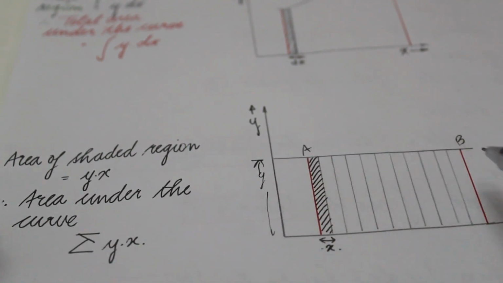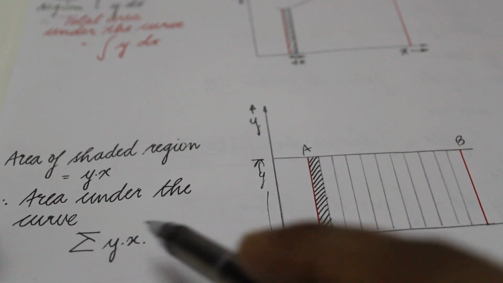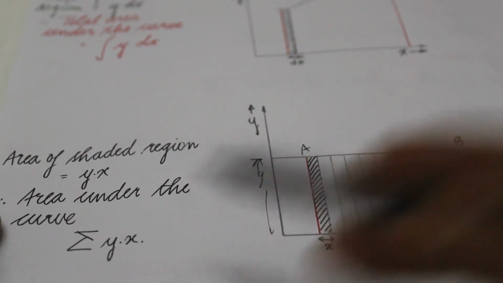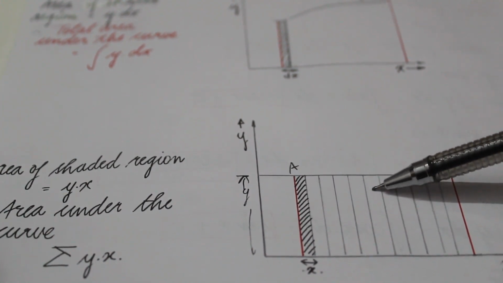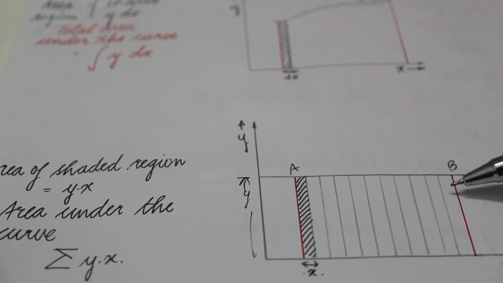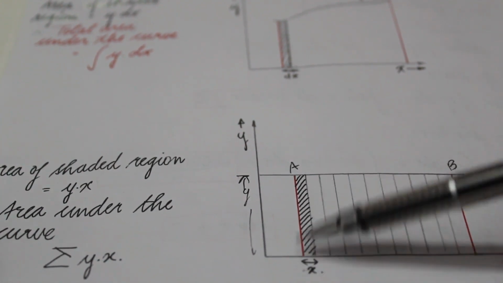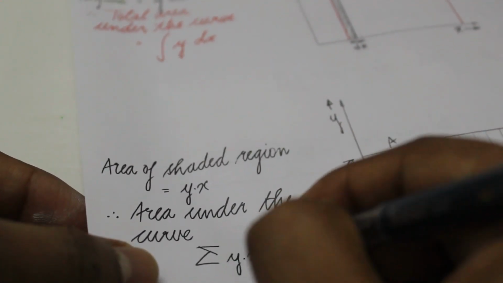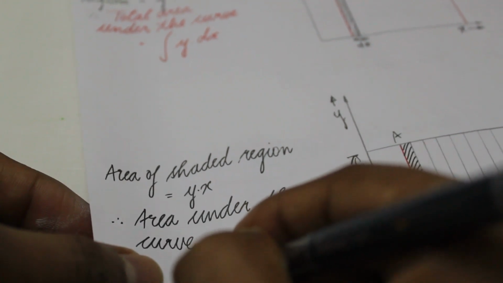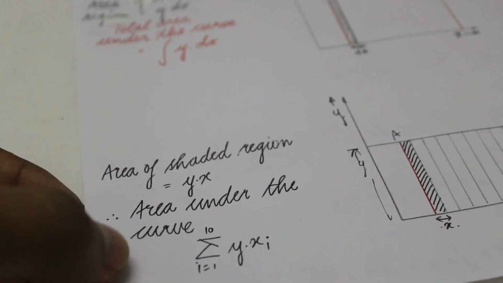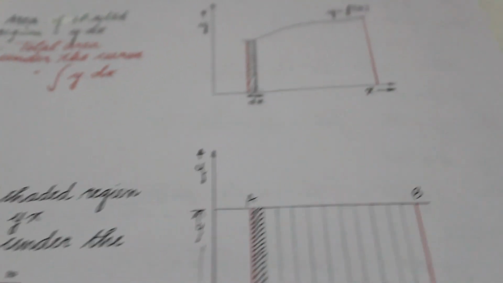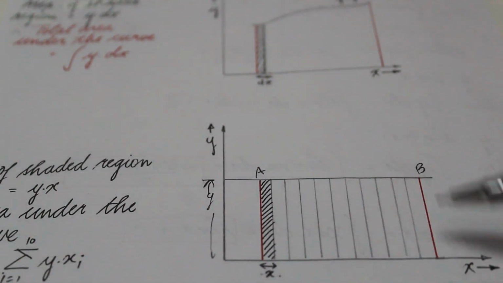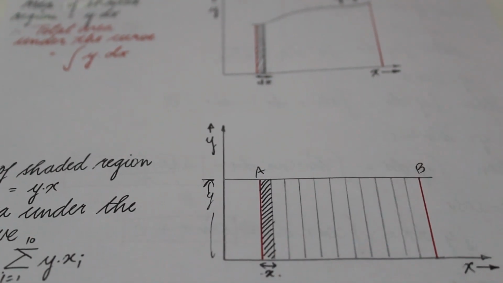So the total area under the curve will be summation of y into x. Let's count how many rectangles there are. 1, 2, 3, 4, 5, 6, 7, 8, 9, 10, 11. And as we know that the area of each rectangle is the same, so can I write this as summation of i, where i is equal to 1 to 10? So we'll find just one area and add it up, and we'll finally get the area under the curve. It is quite a simple process. So we have used summation.